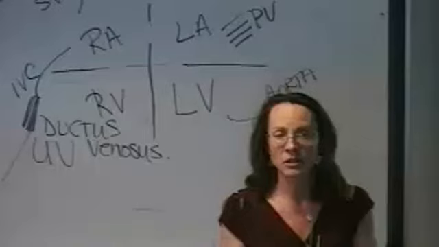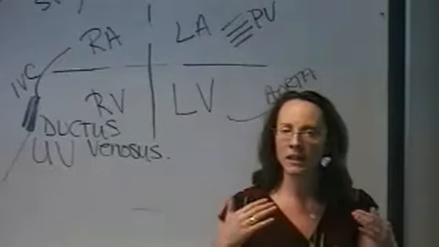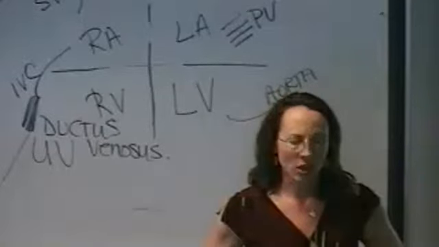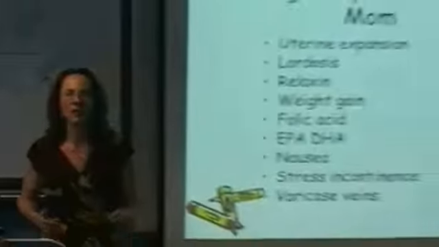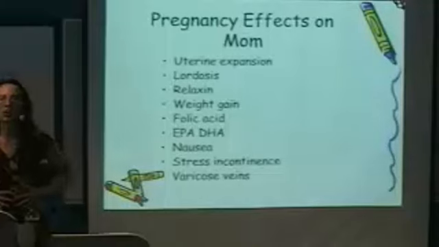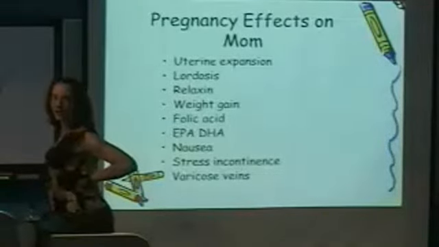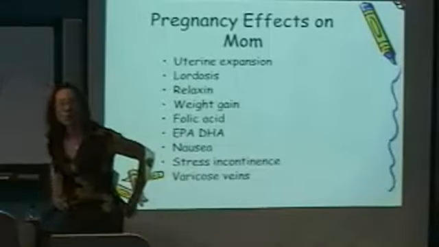So, uterine expansion. Lordosis is going to be that increased curve in the low back, which makes sense. All that weight's going to be in the abdominal region. So, I was going the wrong way. So, it pulls the low back, and they get that arch in the back.